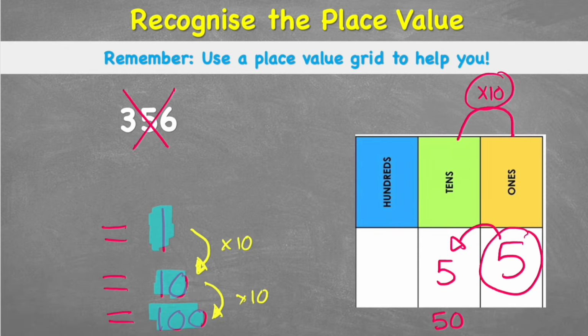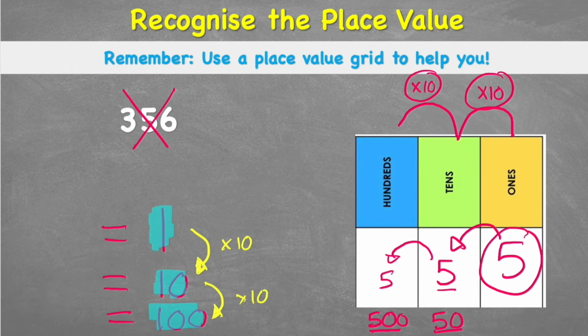And the same thing from going from my tens to my hundreds column. It's 10 times larger. So if I move this 5 again into the hundreds column, it becomes a 500. 500 is 10 times larger than 50. Wow, that's an interesting little fact, isn't it?